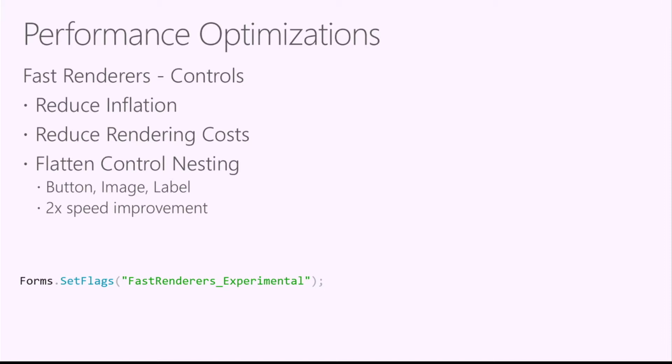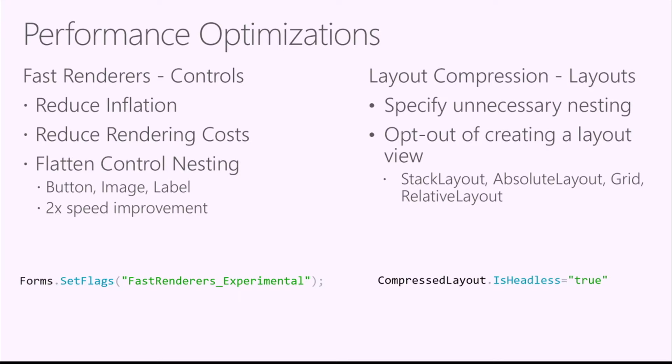The next thing that we've introduced, which is brand new, again in 2.5, is layout compression. So one is for your views, your controls, and one is for your layouts. Layout compression enables you to specify unnecessary nesting of your hierarchy. So on stack layouts, absolute layouts, grids, or relative layouts, you can say, hey, Xamarin Forms, automatically enable layout compression and remove, if you can, this layout from the hierarchy. So what I'm going to show you is the same exact application on the left with no optimizations. It's a very advanced user interface. And the one on the right will have the layout compression. It's going to be in a GIF form, so it's actually going to rotate a few times.